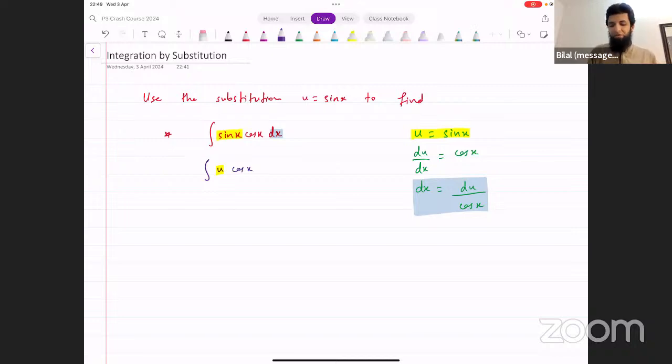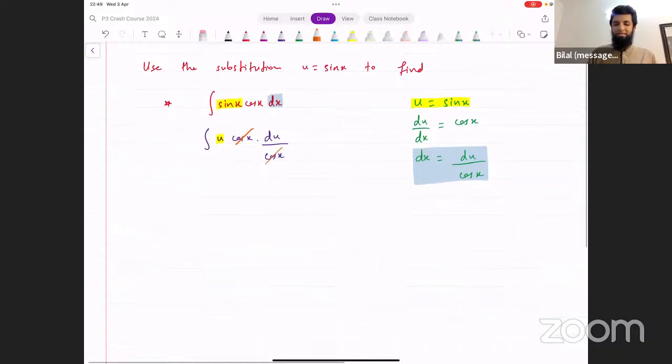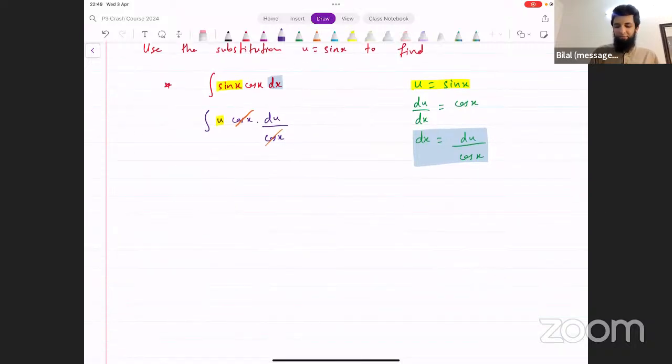So in this case, we have u into cos of x. So that remains as it is for now. And we replace dx with du over cos of x. Now in this particular example, what happens is cos x and cos x get cancelled, and we are just left with integral of u with respect to u. And that is something that we can integrate directly.